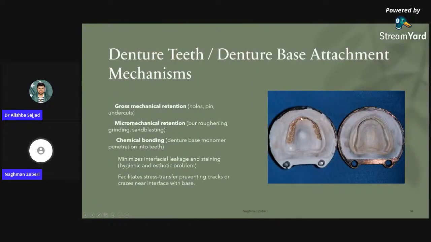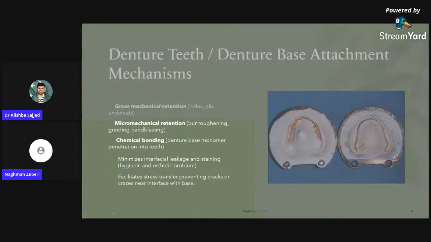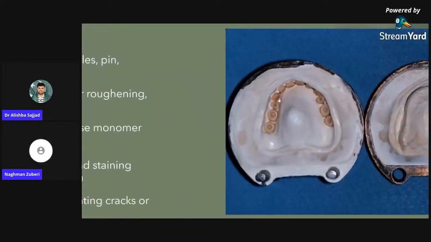I personally believe in using porcelain teeth in the anterior region, as I have already mentioned, because here we can have better aesthetics. And in the posterior region, acrylic teeth can be used.